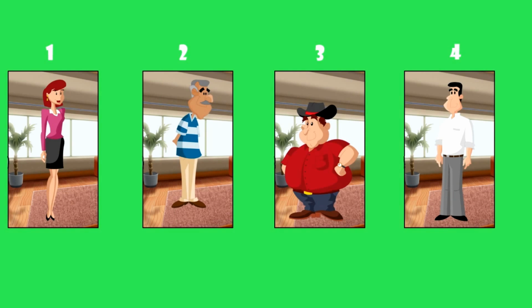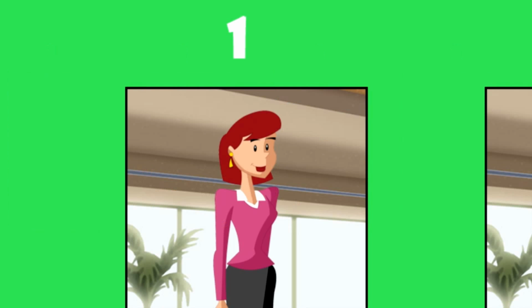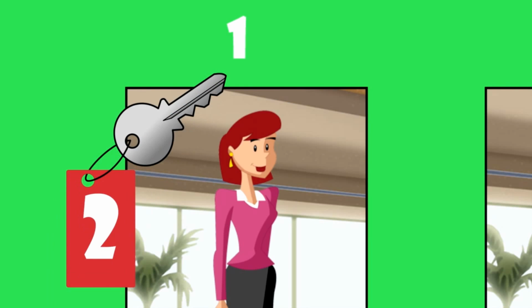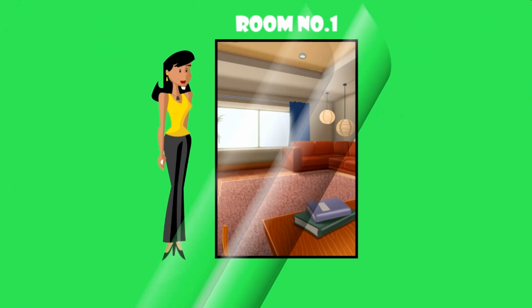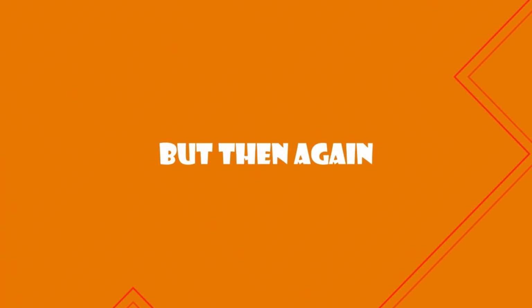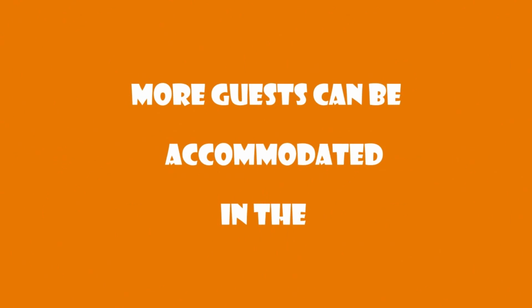You see, all he does is shift each guest from their room to the next one, meaning he moves the guest in room 1 to room 2, room 2 to room 3, and so on, and in this process empties room 1 for the new guest. But then again, does this mean that infinitely more guests can be accommodated in the hotel?